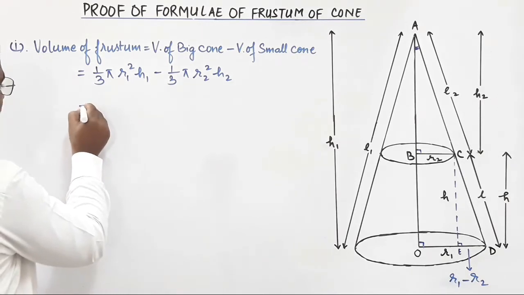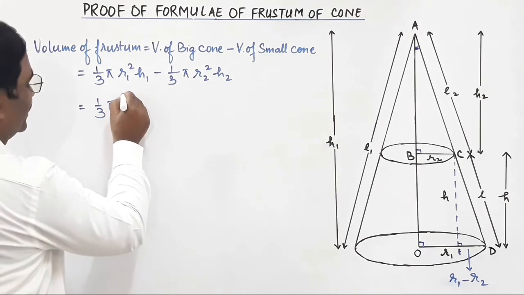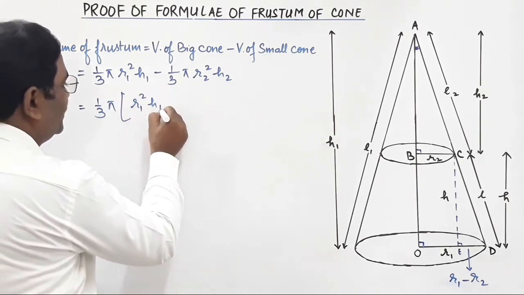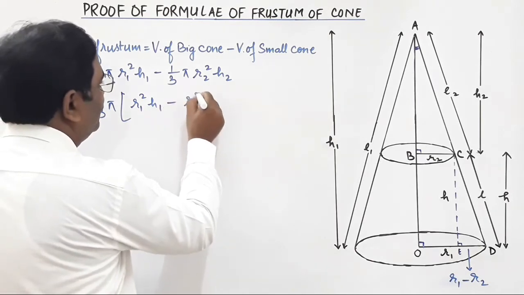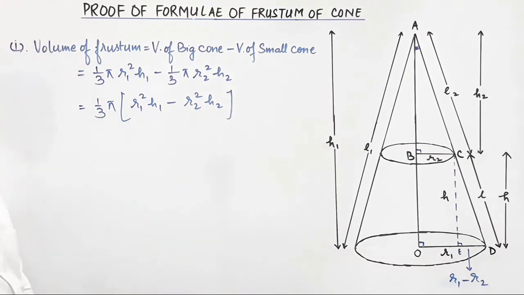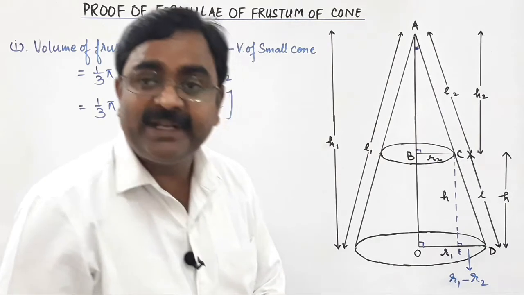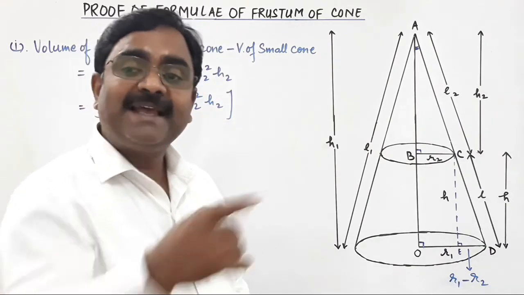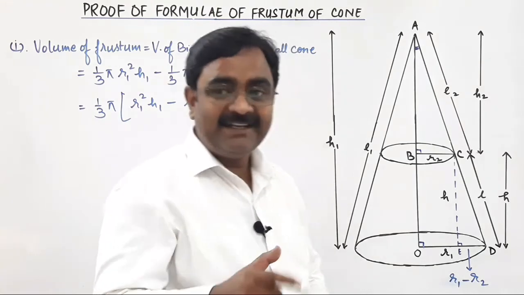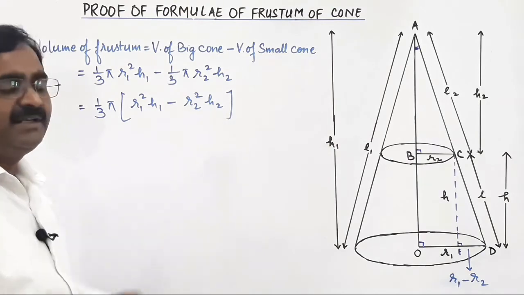What are the common things? 1/3 is common, pi is common. So take pi common, and you will get R1 square into H1 minus R2 square into H2. Right? Now we explained the value of H1 and H2 with the help of the second and third equations. Those values we are going to substitute here in place of H1 and H2.